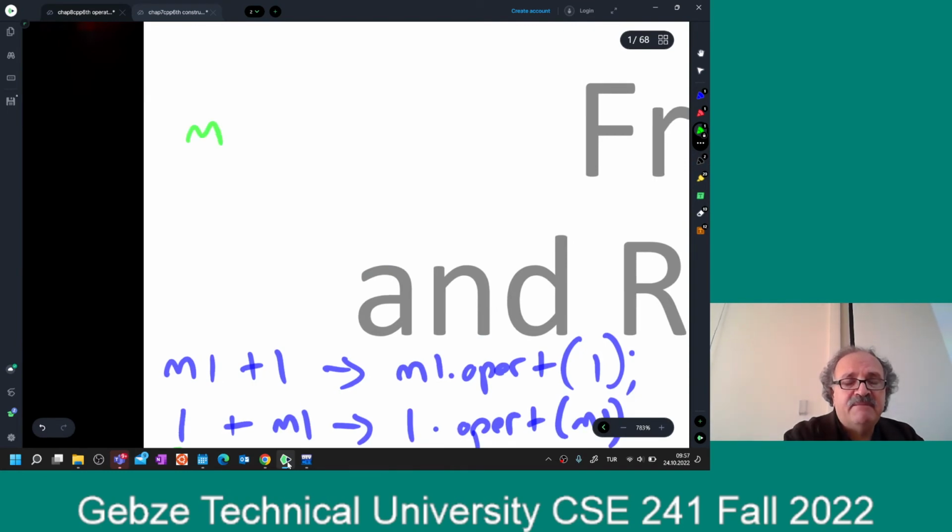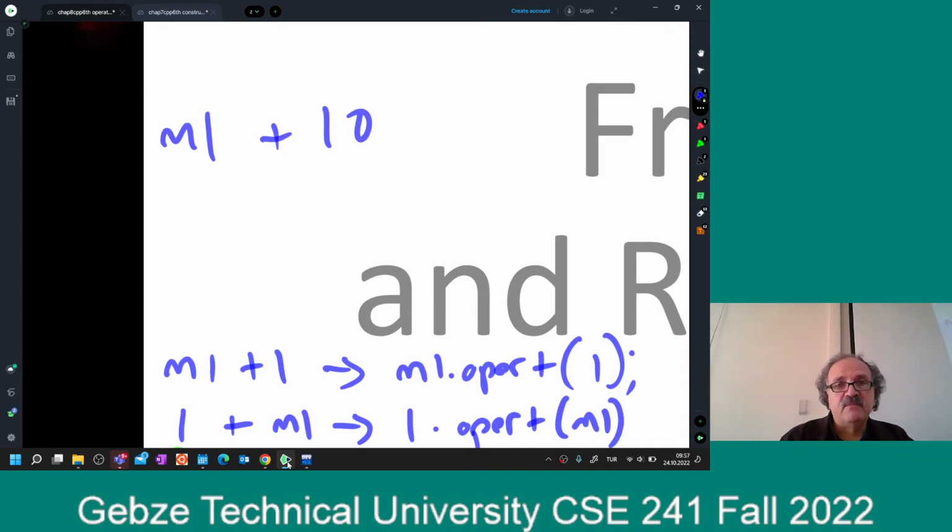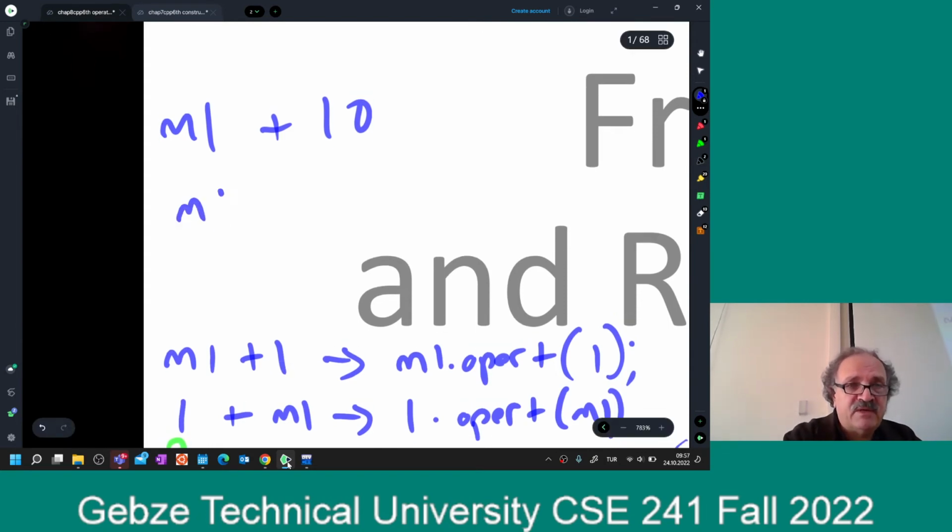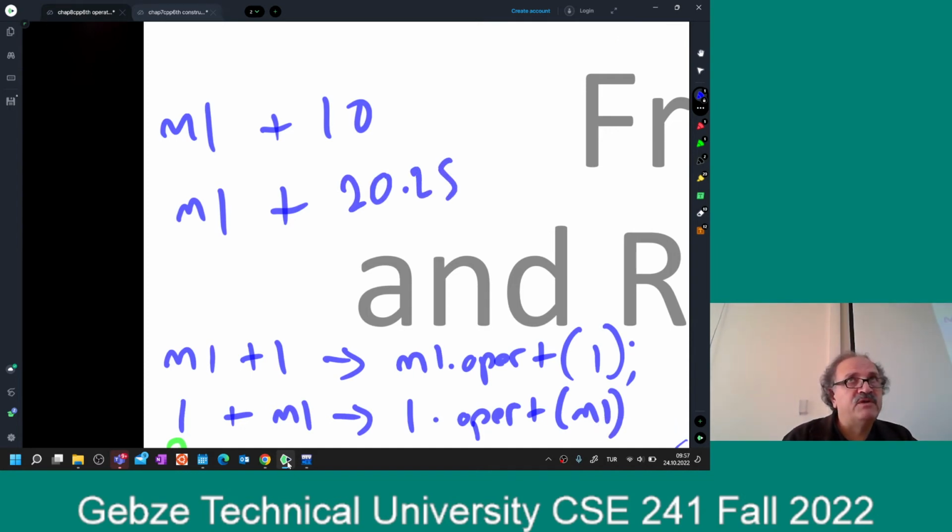This is very easy and convenient. Money one plus $10. This is nice, right? So I overload this one and it works. How about this one? Money one plus $20.25. Now, am I going to overload it for the integer, the doubles too? Where is this going to end? That becomes a problem.